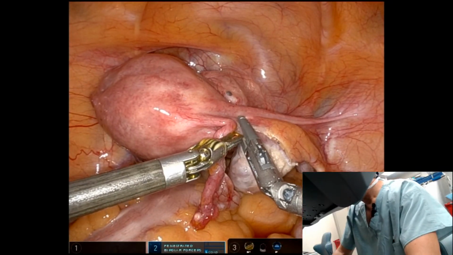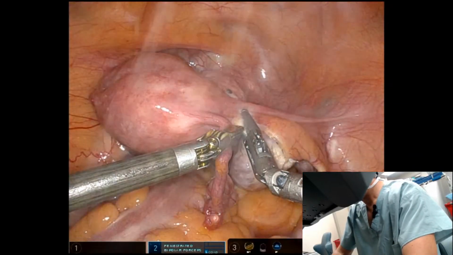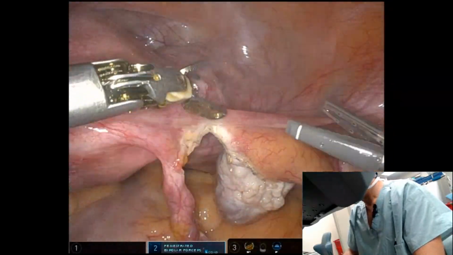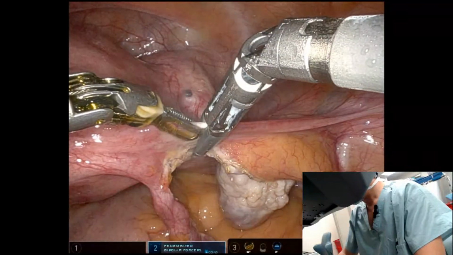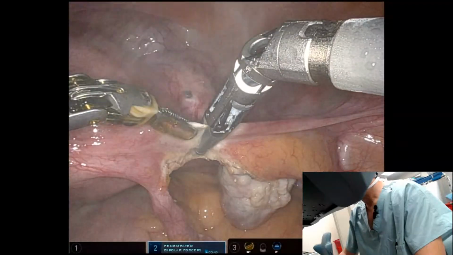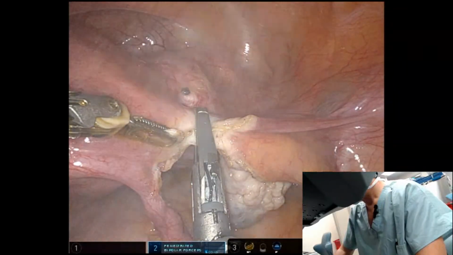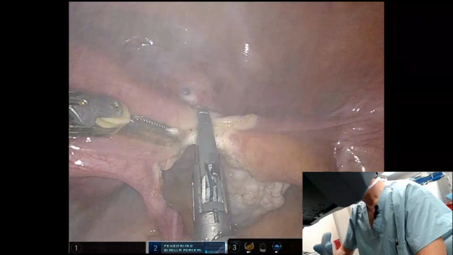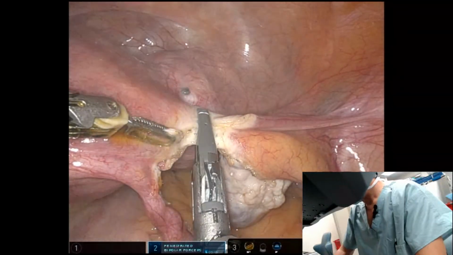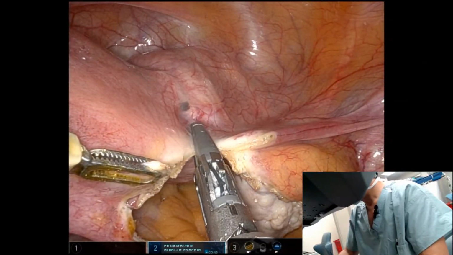Now we're getting the ovarian ligament. This is the ovarian ligament, the one that I have in between the bipolar instrument. This is the round ligament. So we have the round ligament on the right side. Underneath is the ovarian artery, the one that I have right now on my bipolar instrument. Now we're getting into the broad ligament.